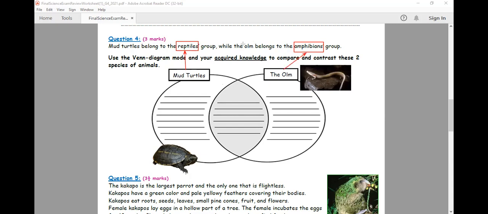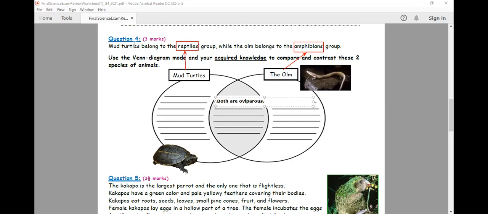Let's start with the similarities. I want you all to participate. You know everything. Yalla, unmute yourself. How are these two animals similar? Both are what? Yalla Kareem, Ali, Rawad, Yara. Both are oviparous. They reproduce by laying eggs.